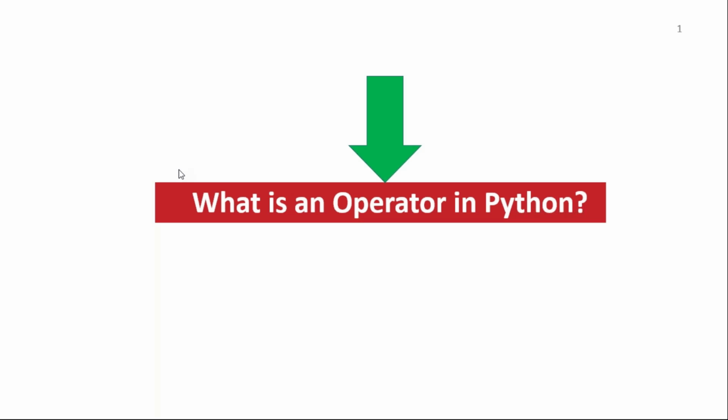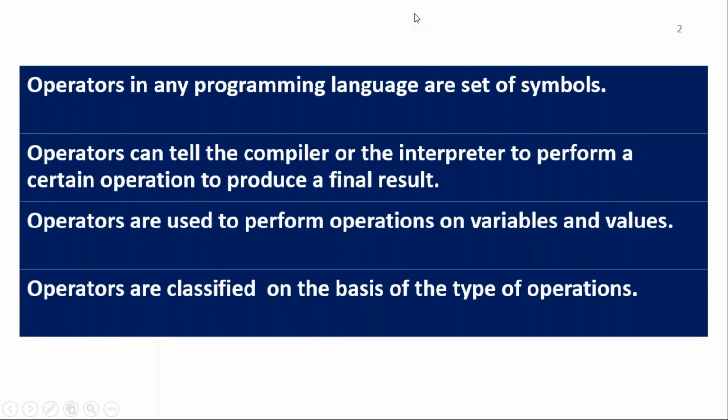So now let's see here. Operators in any programming language are a set of symbols. For each symbol, there will be different and unique functionality. Operators can tell the compiler or interpreter to perform certain operations to produce a final result. If you use that symbol, then it will redirect the compiler or interpreter to perform such type of operations to get the required results. So there we can use these operators.